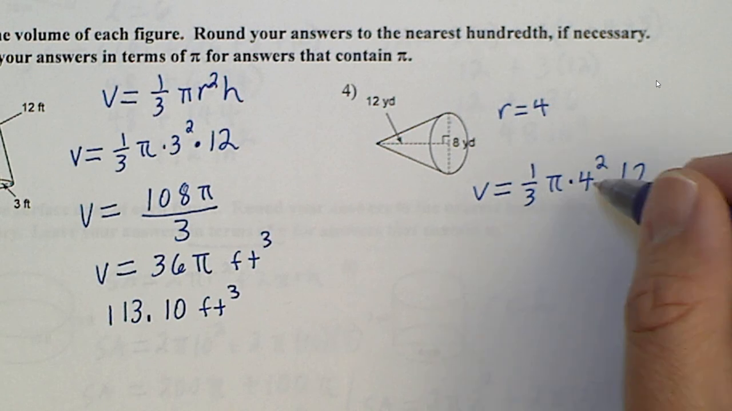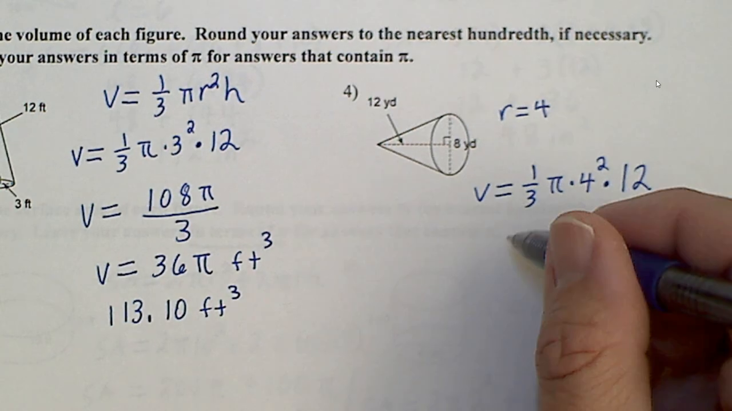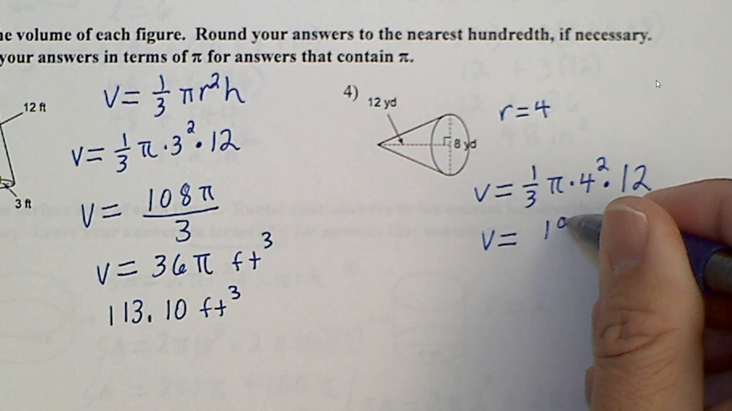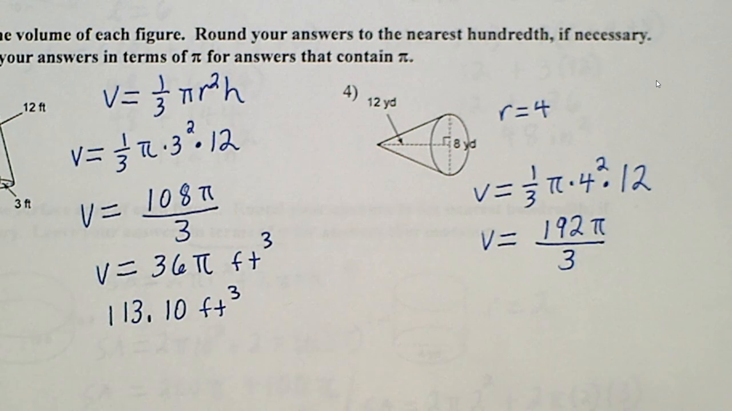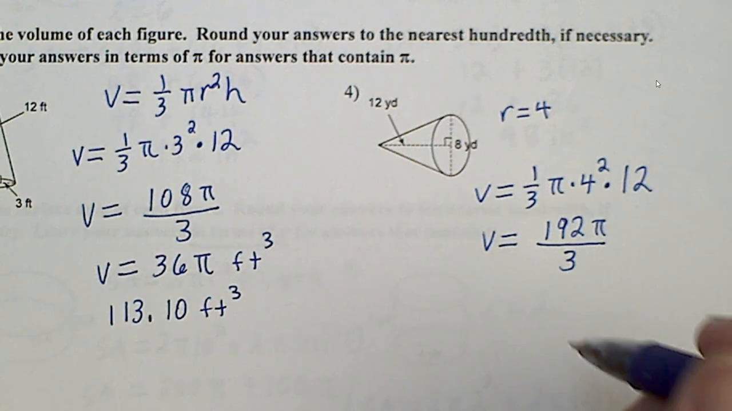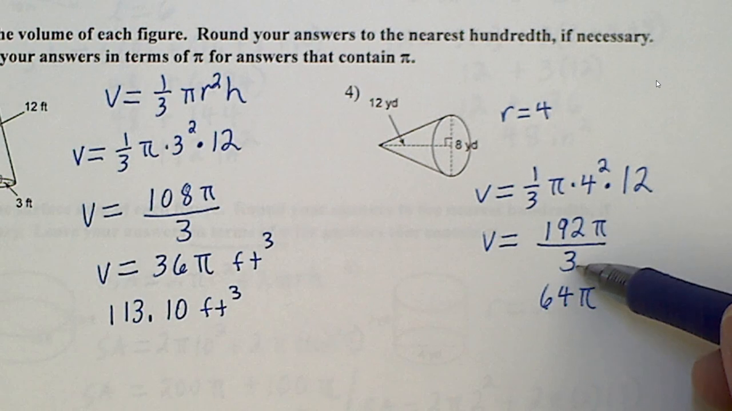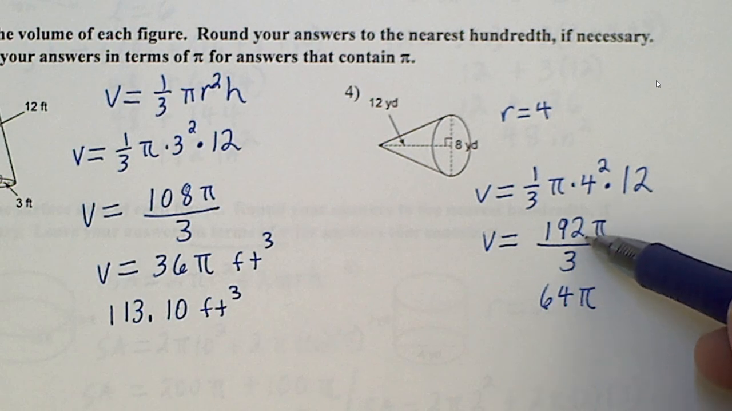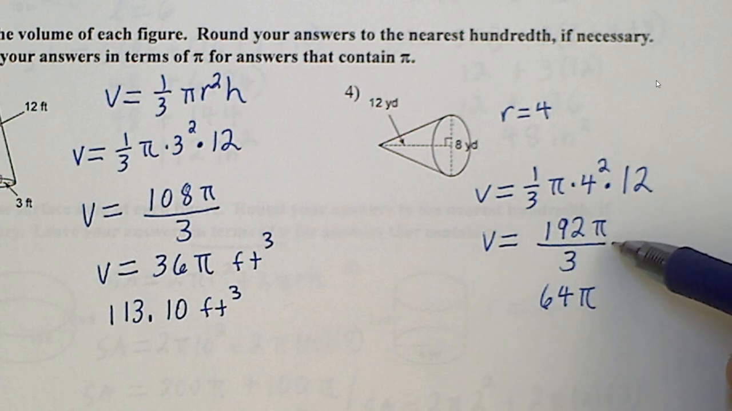All right, 4 squared is 16. Take 16 times 12, and we get 192. So I have 192 pi over 3. Okay, and then I want to see, can I take 192 and divide that by 3? And I can. 192 divided by 3 is 64 pi. Now, just so you guys know, sometimes they don't always divide evenly by 3. Like, say this did not reduce. We couldn't take 192 and divide by 3. If you left your answer like this, I would accept it like this in terms of pi. This is a perfectly reasonable answer. But if it does divide evenly, go ahead and divide it out as I did here.